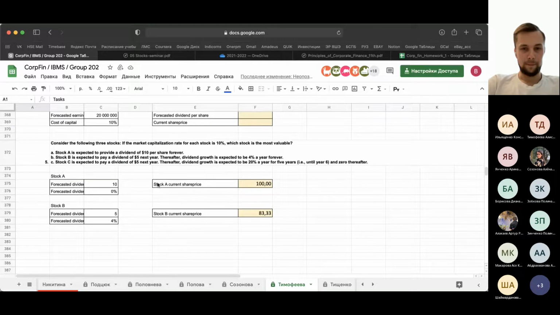Yeah, 1 second. So to find the current share price, we should take our forecast dividend price and divide it by our rate for each stock, which is 10% minus forecast dividend growth. And the same for the second. What we can see, for example, if we have similar dividends, is that the stock with growth of dividend will be valued higher than the stock with no growth in dividends. So actually that's common sense, but it's very important.